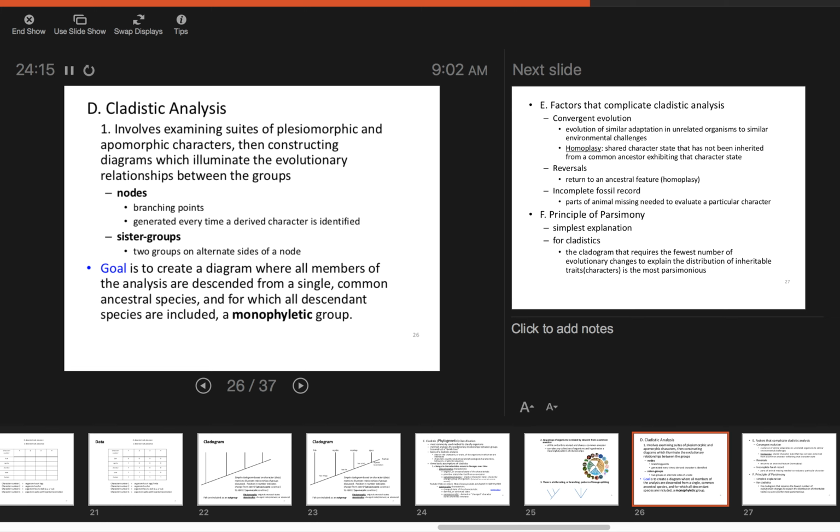The whole purpose of cladistic analysis is just to shed some light on evolutionary relationships between groups. I already talked about this several slides ago. Nodes are the branching points. It's generated every time a derived character is identified. You can have sister groups, 2 groups on alternate sides of a node. So on ours we had apes, and then it branched off into humans. You can consider this a sister group because they're sharing a node and they're right next to each other.